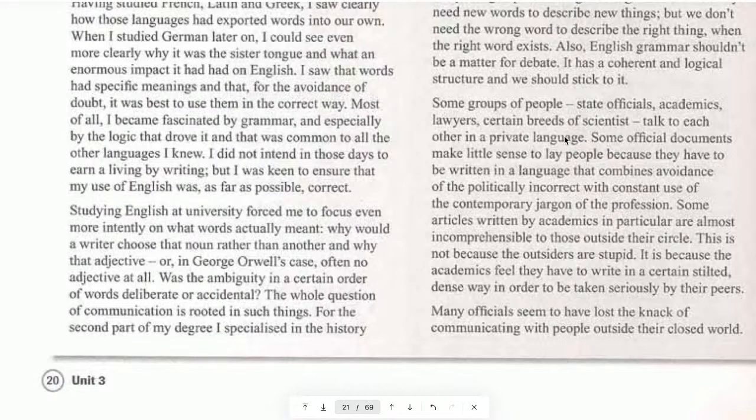Yes, we can see the words private language here. Okay, and you have just read the first sentence: some groups of people, state officials, academics, lawyers, certain priests or scientists, talk to each other in a private language. Okay, but that's not enough. Based on this sentence, we just know that some groups of people use their private language. That's all. It doesn't say anything about the reason why they do this. We need to look for the reason why some groups of people use their private language.